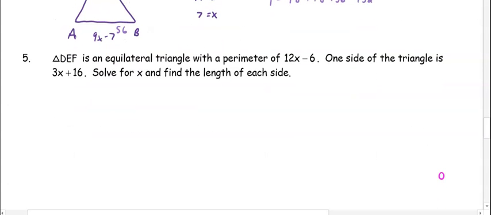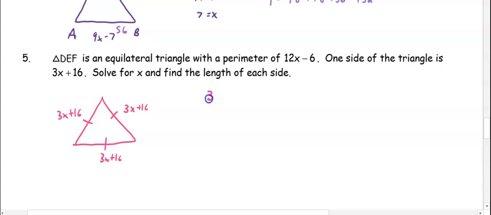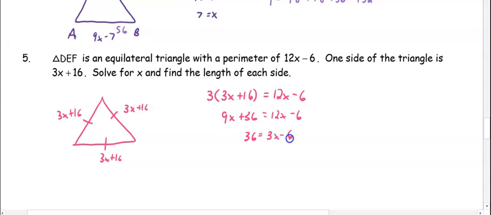In number 5, DEF is an equilateral triangle, which means all the sides are congruent, with a perimeter of 12x minus 6. One side is 3x plus 16, so that means all the sides are going to be 3x plus 16. So now we can solve for x. So 3 times 3x plus 16 is equal to 12x minus 6. So 9x plus 48 equals 12x minus 6. We can subtract 9x from both sides, so 48 equals 3x minus 6. We can add 6 on both sides, 54 equals 3x. When we divide, x is 18.